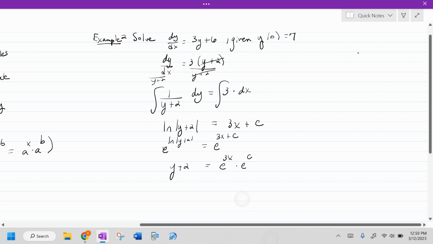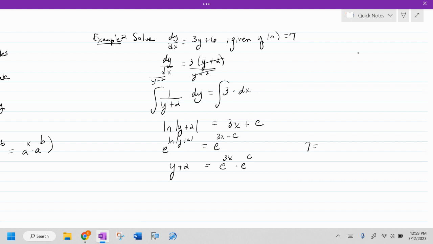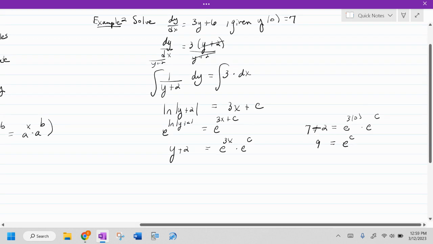So now I'm going to go to the right side, over to the right, and I'm going to plug in my ordered pair for y, 7 for y and 0 for x. So 7 plus 2 is equal to e to the 3 times 0 times e to the c. 7 plus 2 is 9. E to the 3 times 0 is just 1. So my constant, e to the c, is 9.